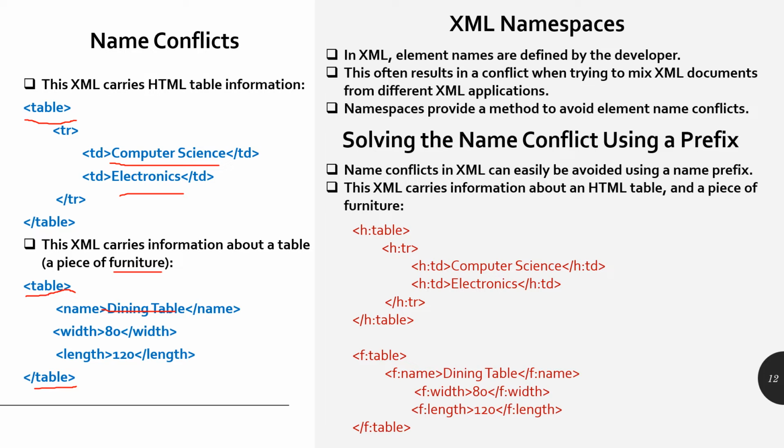something. See, for example, here computer science, electronics, and this is actually a list of tables. That is, we can say it's an HTML table or list table or whatever it may be. You need to prefix something. So this H is to show this is an HTML table. Okay, and here another one, so dining table and all we specified. This is actually for furniture table. That way we need to prefix. So the problem is solved here.